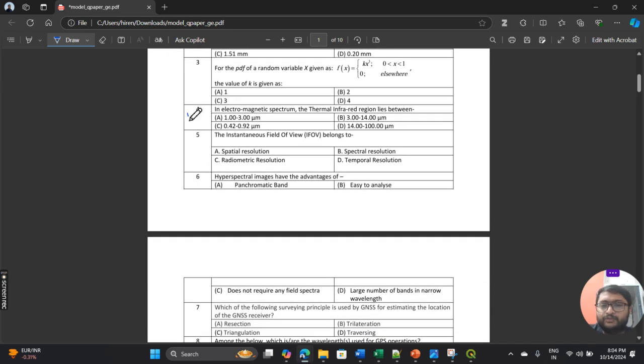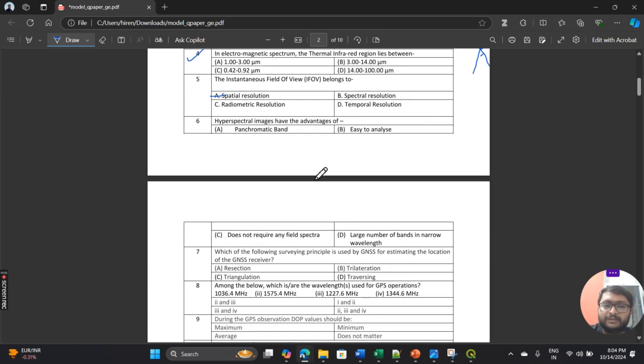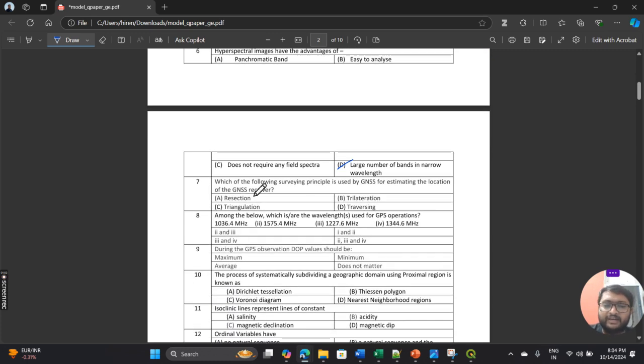But we can solve these questions on the electromagnetic spectrum of the thermal infrared region, which is 3 to 14 micro, so option B. Then the IFOV: if the satellite is here, then IFOV is the angle which determines the spatial resolution, so it will affect the spatial resolution. Then hyperspectral images have advantages of a large number of bands. Hyperspectral means it has a large number of bands. If you know the meaning, you can find the proper answer.